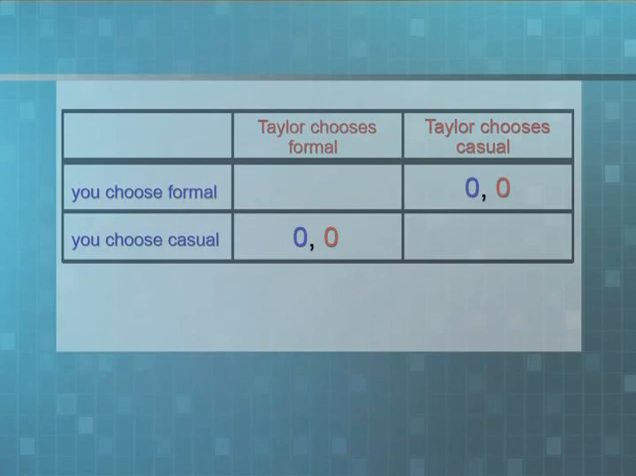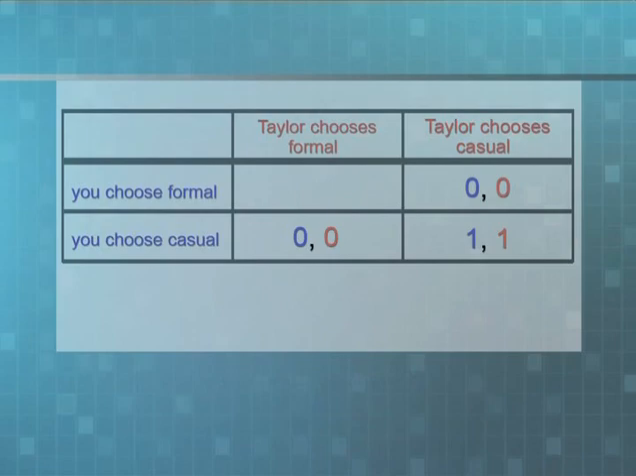Okay, the casual choice is your next favorite, and Taylor's too, as it turns out. I'll give these a payoff of 1. It doesn't matter what number I use, as long as it's bigger than 0. These are ordinal payoffs, remember? All that matters is that options that are better get bigger numbers.